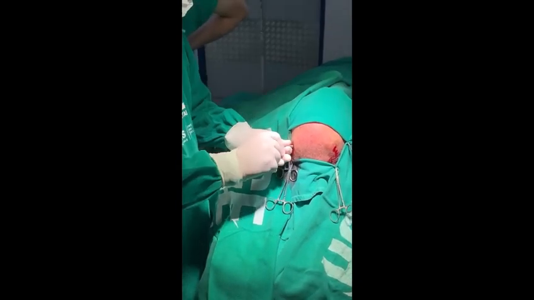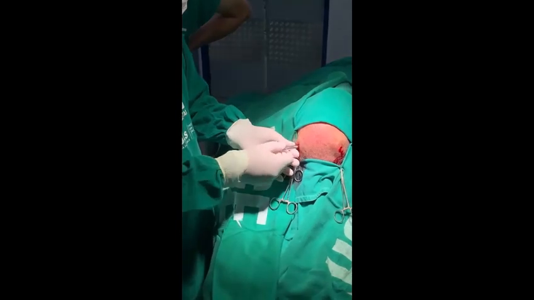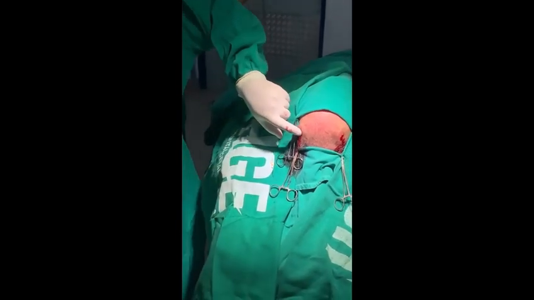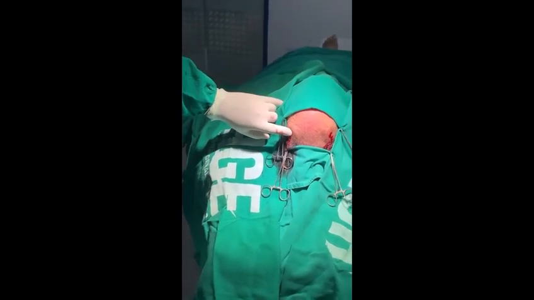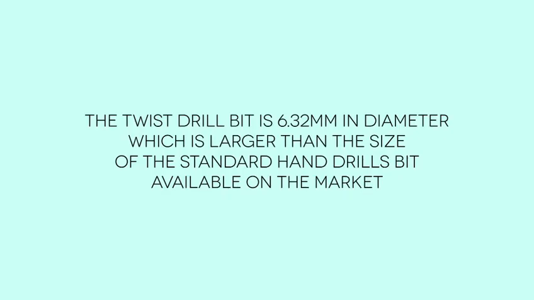It is recommended that the bone tapper available in the kit be used prior to the insertion of the NASP to create threads in the bone which will facilitate entrance and increase purchase of the subdural port. The twist drill bit is 6.32 mm in diameter, which is larger than the size of the standard hand drill bits available on the market.